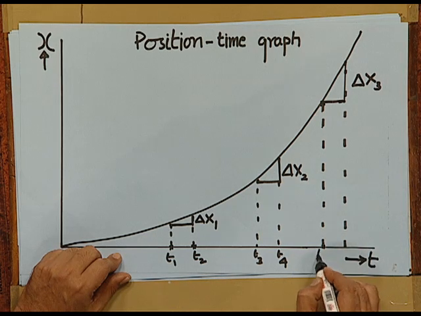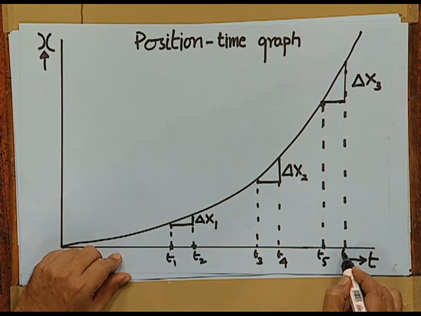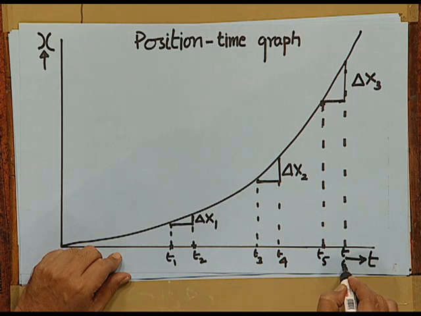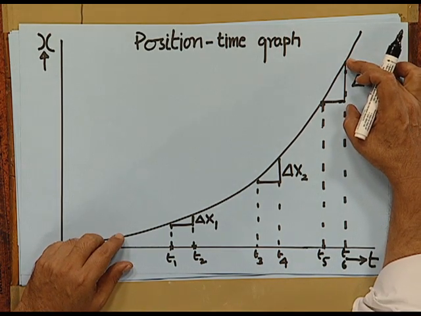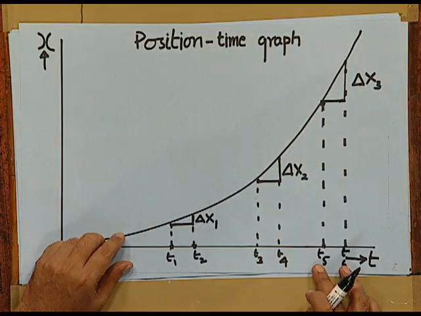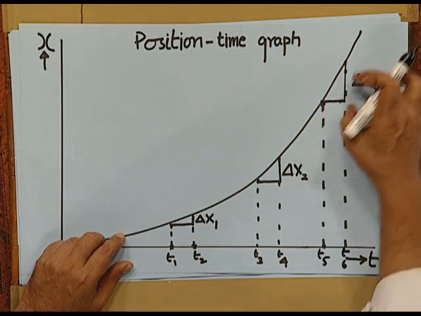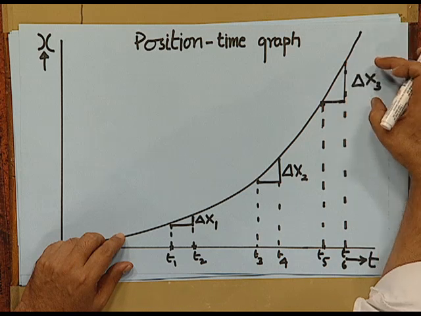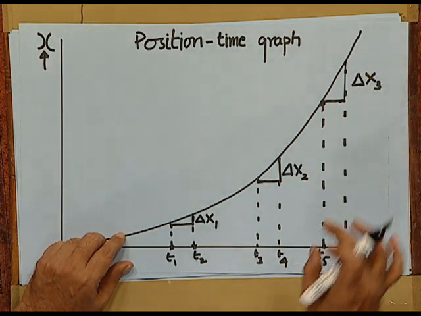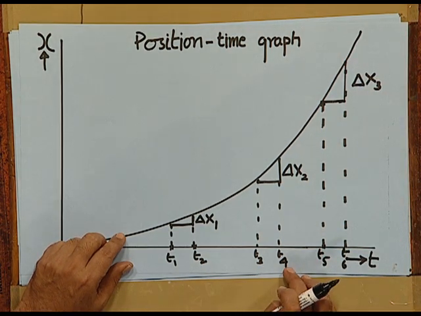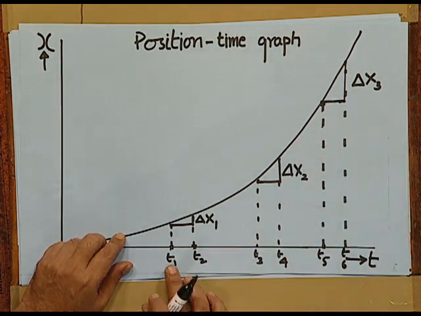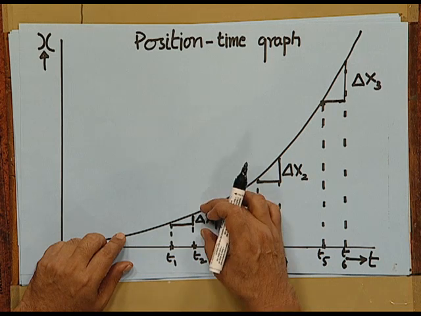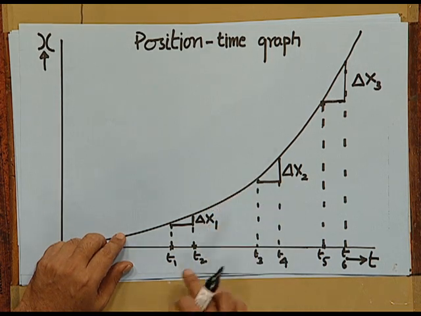Also t5 t6, they are at different positions at different timings. The object has different positions, and in each of these intervals, look at the graph. Say for example, in t5 t6, the displacement is indicated by delta x3. In the interval t3 to t4, it is indicated by delta x2 in the graph. The displacement delta x1 is indicated between the interval t1 and t2.